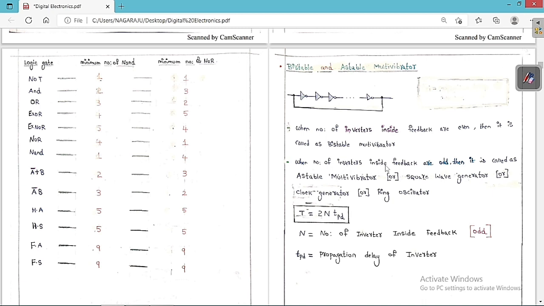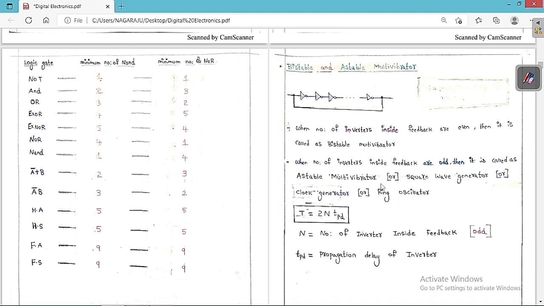Suppose the number of inverters inside the feedback is odd, then it is called the astable multivibrator, or square wave generator, or clock generator, or ring oscillator. So when the number of inverters or NOT gates between the feedback is an odd number, we call this the astable multivibrator, or square wave generator, or clock generator, or ring oscillator.